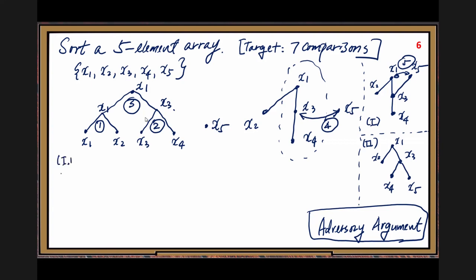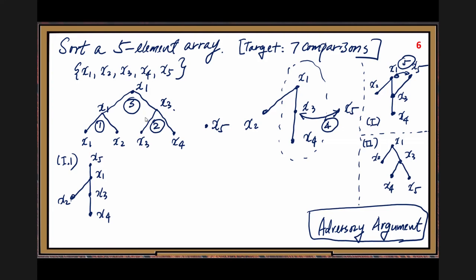I.1, x5 greater than x1, x3, x4, and x2, like that. I.1, okay? There, it's pretty close. Last step, we just want to put x2 in place.